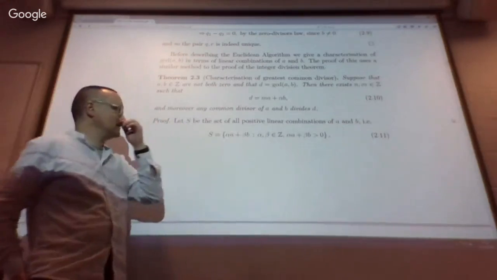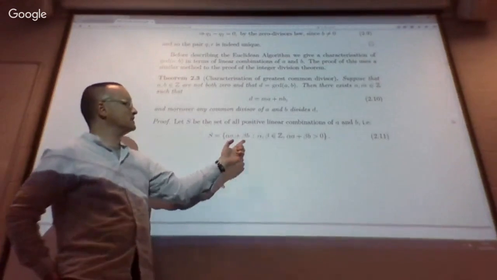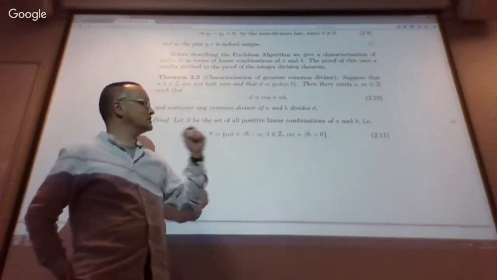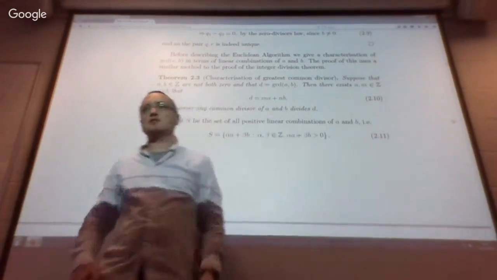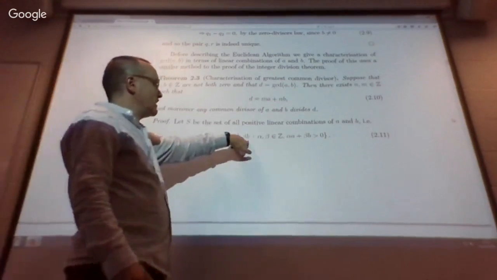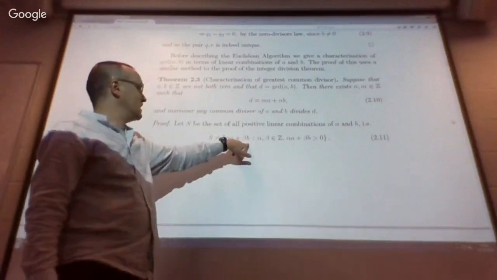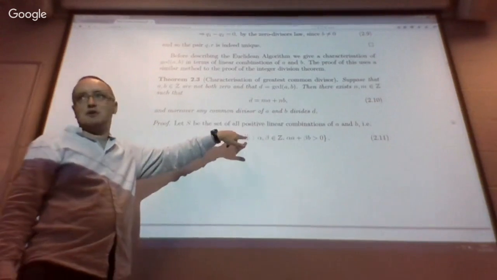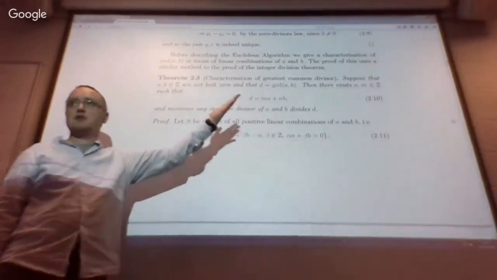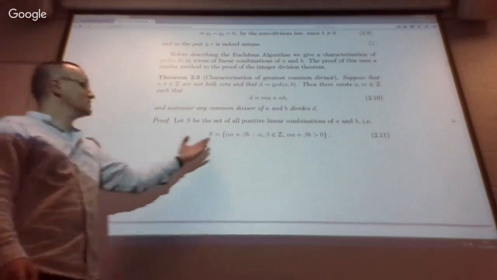We form this set S again. It's the set of all linear combinations of A and B, so any alpha A plus beta B, where the coefficients alpha and beta are integers, and we're talking about a strictly positive value for this linear combination. For any pair A and B, this set is certainly non-empty. You just choose coefficients that have the same sign as A and B, so that when you multiply them you get positive numbers, and adding positive numbers together gives positive numbers. So S is certainly non-empty. It's an infinite set, consisting of every number you can possibly write as a linear combination of A and B.